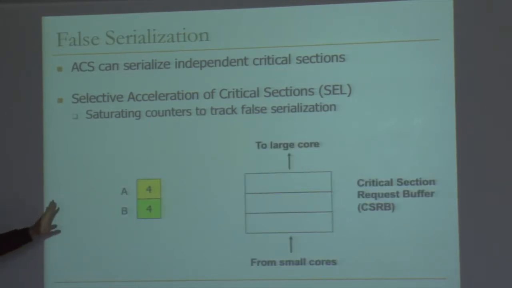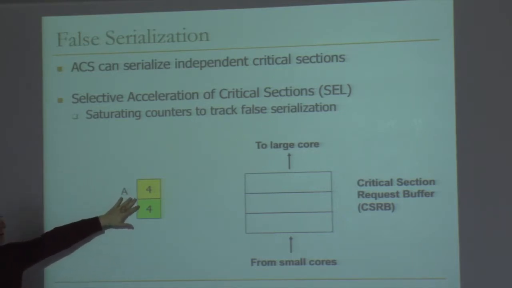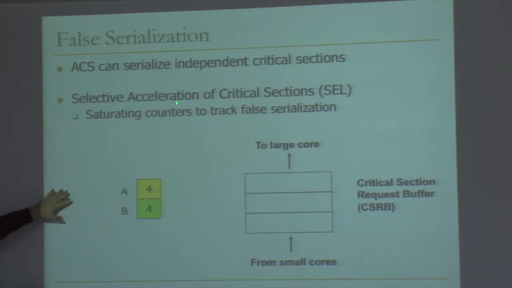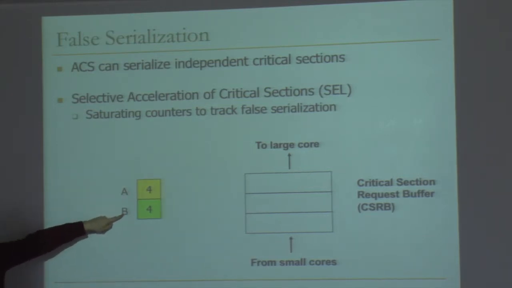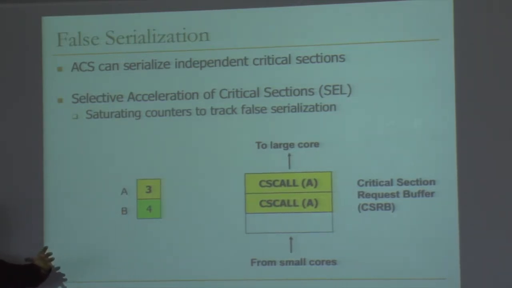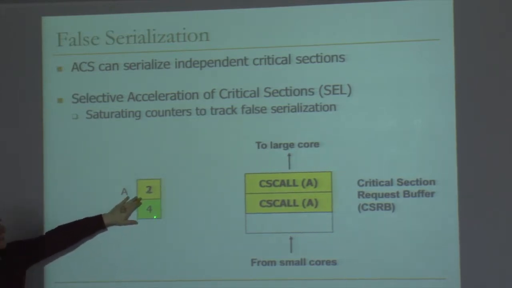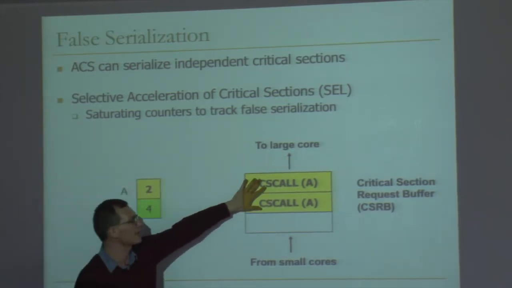So there could be solutions to this problem. And one solution, which I'll not go into a lot of detail of, is selective acceleration of critical sections. Basically, you keep track of whether you're actually falsely serializing these critical sections. Let's assume you have critical section A and critical section B. And you get a critical section call for A. And these are counters telling how many times it was serialized falsely. This is not serialized falsely because you can execute it, so this gets reduced. Later, you get critical section call A again. This is correct serialization. You have to serialize critical section call A to the same critical section, right? So that gets reduced again, saying, I'm not falsely serializing this critical section, so everything is good.